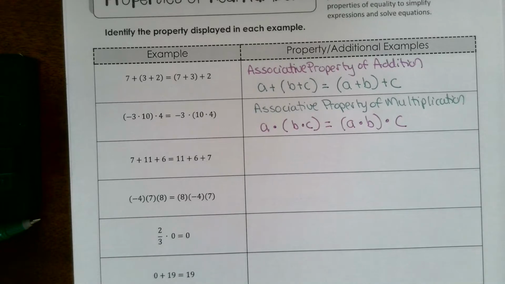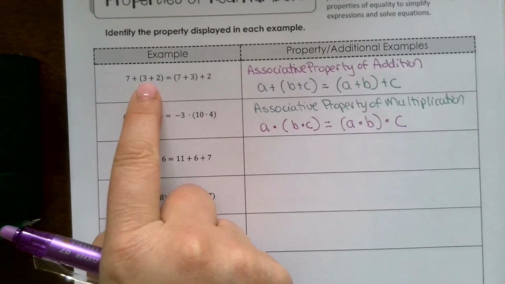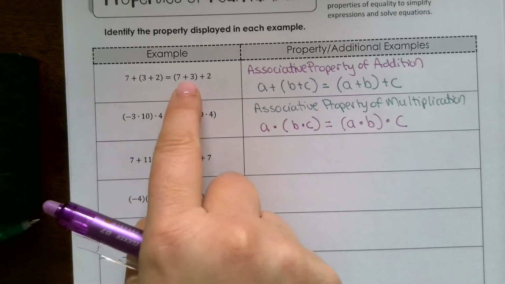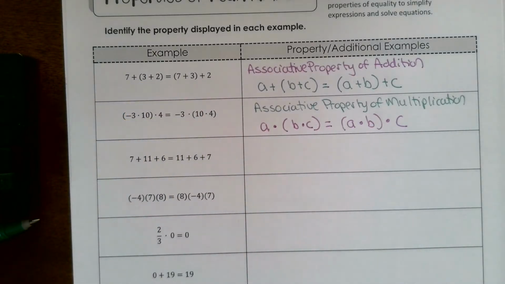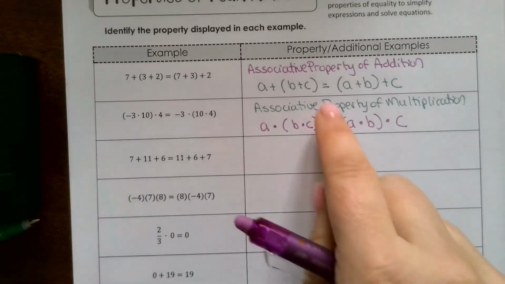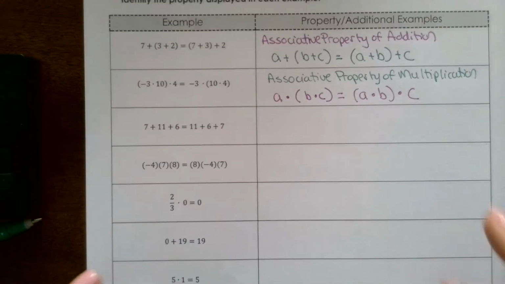So I like to think of associative properties as like who I associate with. Who do I hang out with? That's what's happening. And here the 3 and 2 are hanging out together. And this side, 7 and 3 are hanging out together. It doesn't matter with addition and multiplication where the parentheses fall. But don't apply this associative property to division and subtraction. It doesn't work. It's an addition and multiplication property.